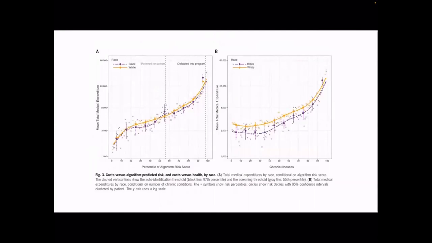Now, what's really interesting is you could say, okay, the solution is simple. Let's just get rid of the race variable in our algorithms. Well, bad news, that alone will not work.